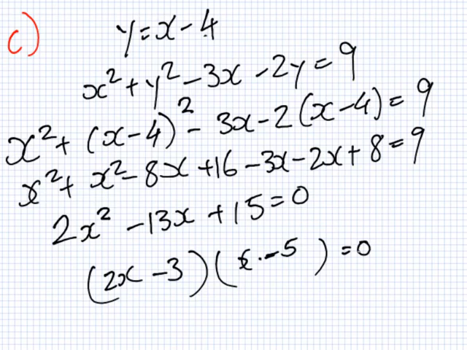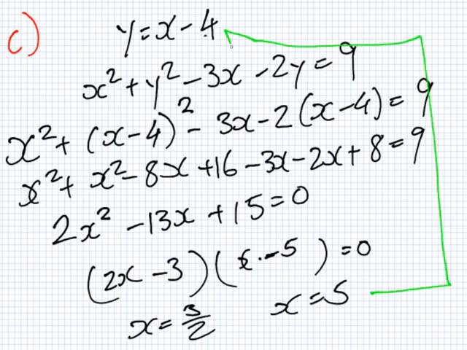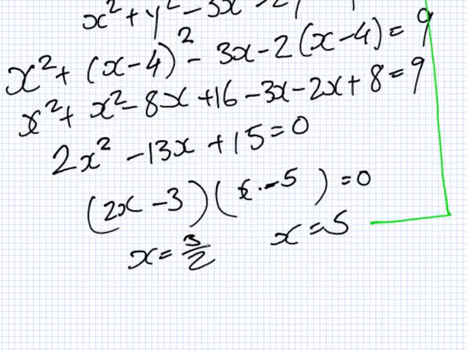So 2x minus 3 and x minus 5. Both must be minus. So we have x equals 3 over 2 and x equals 5. Now that's not finished because we also need the y. Did you forget that part? No full marks for you. So we put that back in here. So y equals x minus 4.